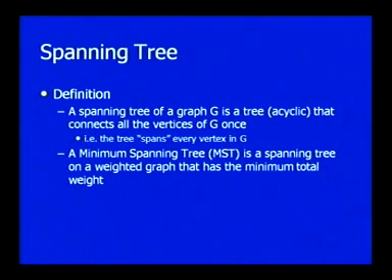Last class we discussed the spanning tree. A spanning tree of a graph is a tree, that is, it does not contain any cycles and it spans all the vertices. A minimum spanning tree is a spanning tree on a weighted graph that has a minimum total weight. You can see this example, which is what we were discussing in the last session.